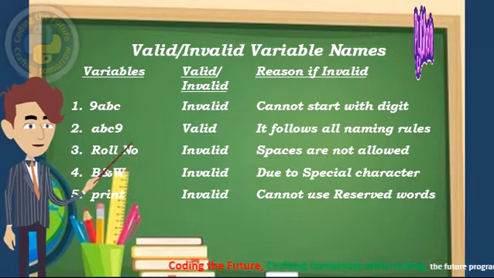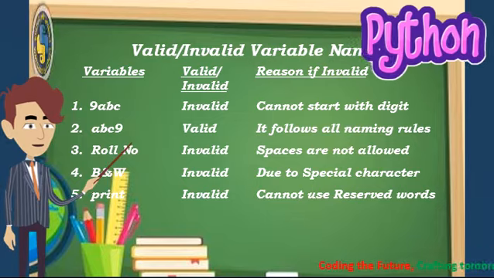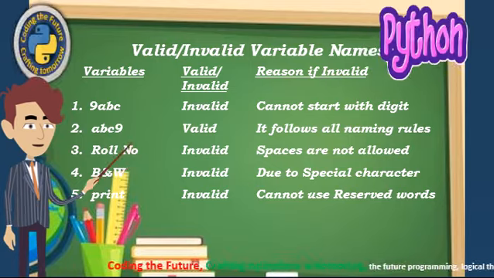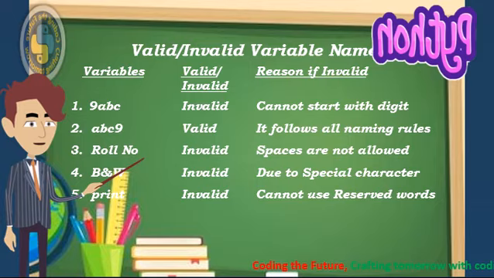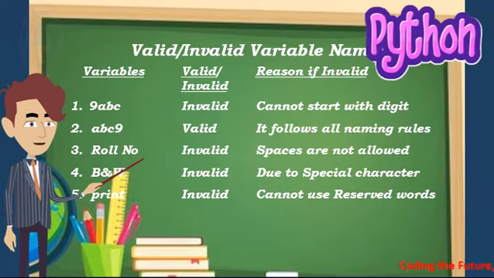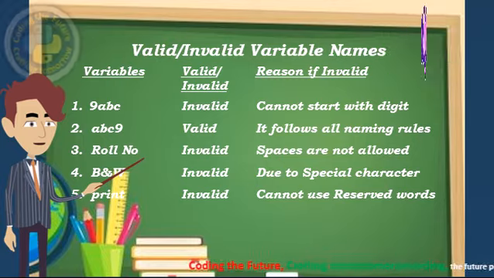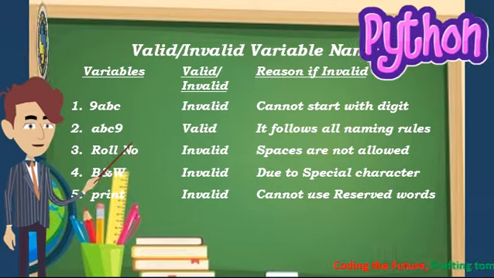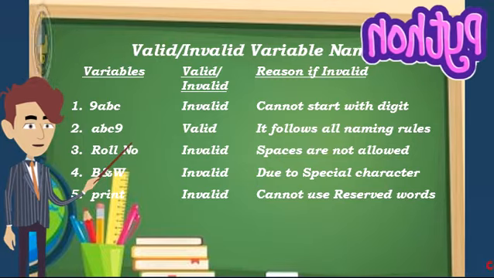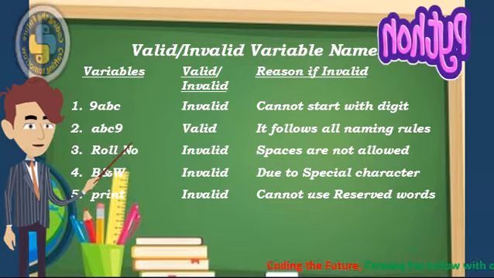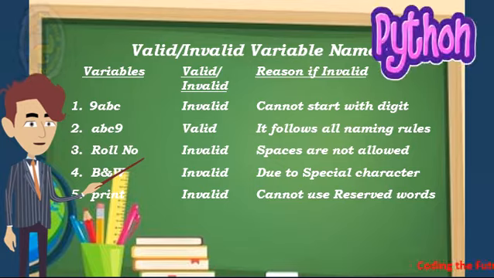Number 3. Roll number. Invalid variable name because spaces are not allowed in a variable name. Number 4. B&W. Invalid variable name due to special characters used in it. Number 5. print. It is an invalid variable name. A variable name cannot use reserved words. print is a reserved word.